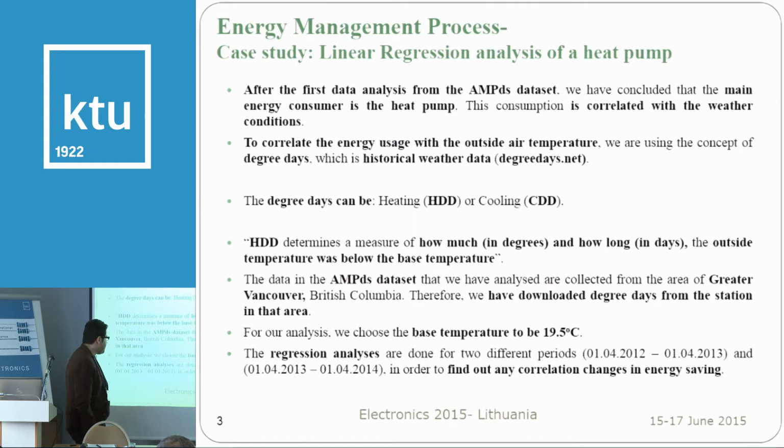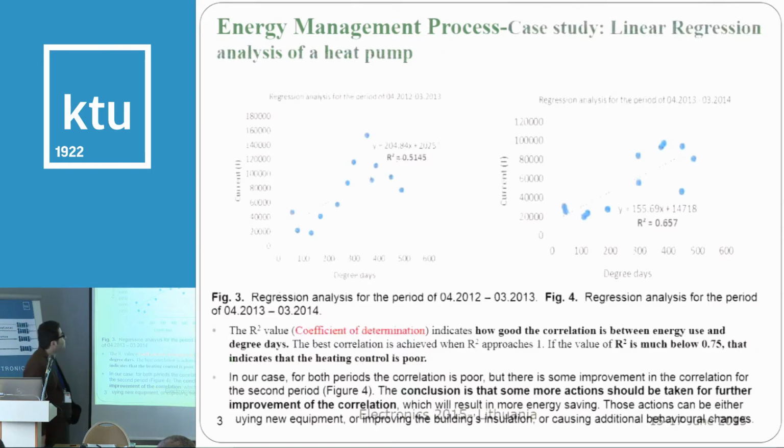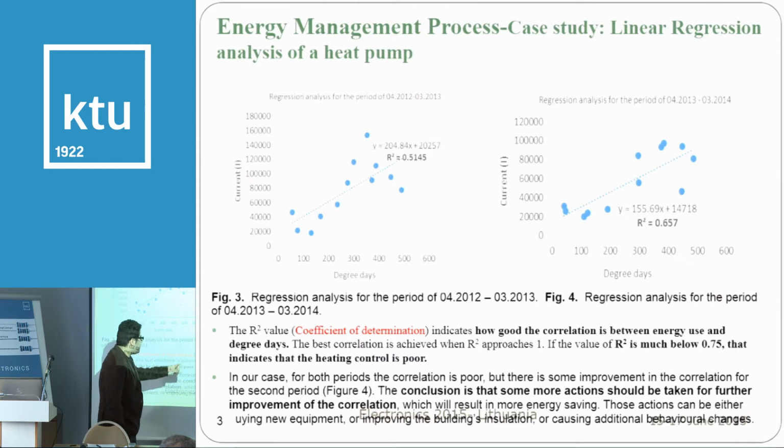For more analysis, we use regression analysis for two periods of the year, one between April 2012 and April 2013, and April 2013 and April 2014, to find the correlation change in energy saving. In these two diagrams, this line is the aggregation line, and R squared represents the coefficient of determination, which tells us how good the correlation is between energy use and DB days. If R squared is near 1, it is the ideal situation. But if it's less than 0.8 or 0.75, we need some improvement.